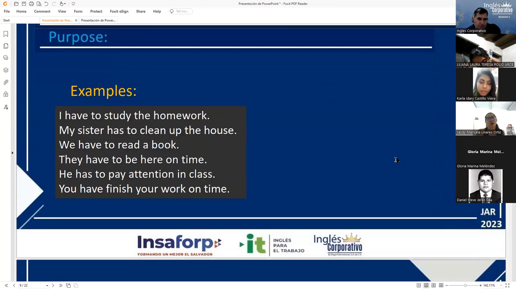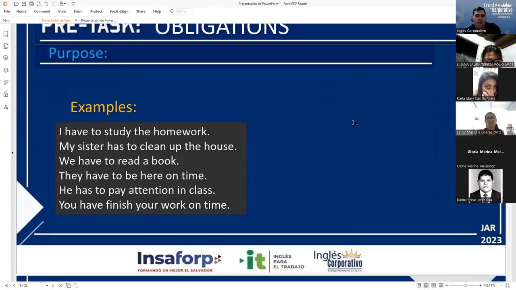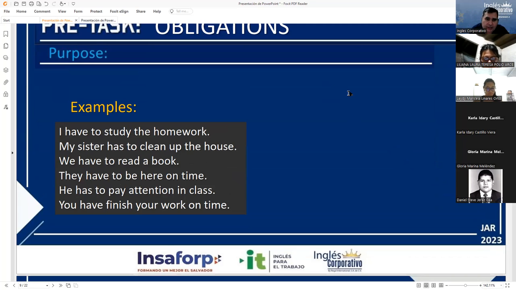We continue with the obligations. To talk about obligations, we use have to. These are some examples. I have to study the homework. Teacher, you don't have to do the homework. Yes, first you have to study it, to understand it, and then you have to do it. My sister has to clean up the house. We have to read a book. They have to be here on time. He has to pay attention in class.